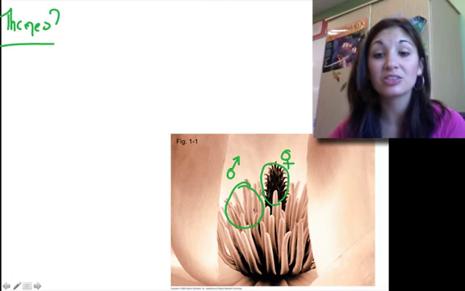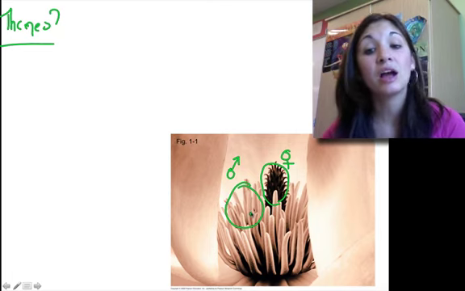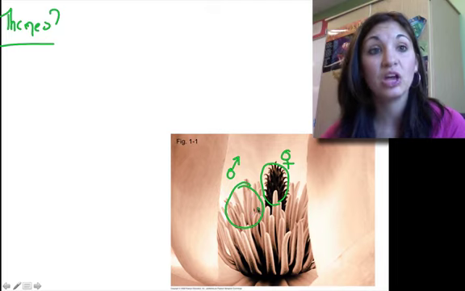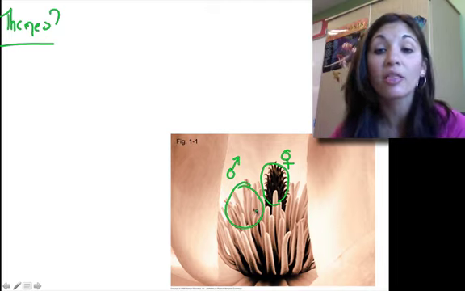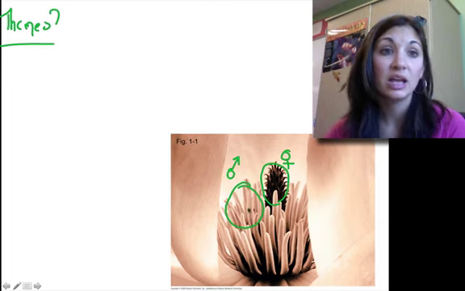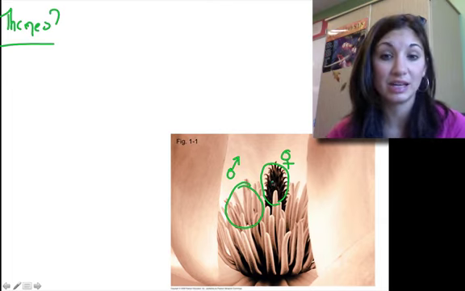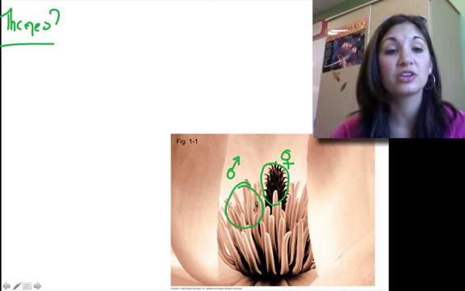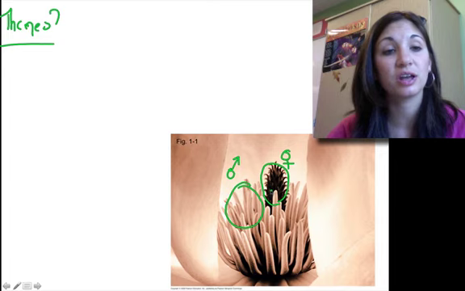It's arranged this way so that there's an optimal chance of this pollen coming into contact with the stigma. Okay, so that the sperm that is in the pollen can fertilize the ovules in the stigma and then produce seeds. Okay, so we have structure and function here.